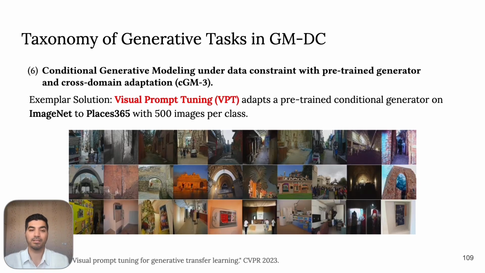As a solution, for example, here we have visual prompt tuning, which adapts a pre-trained conditional generator on ImageNet to another dataset, Places365, with only 500 images per class.